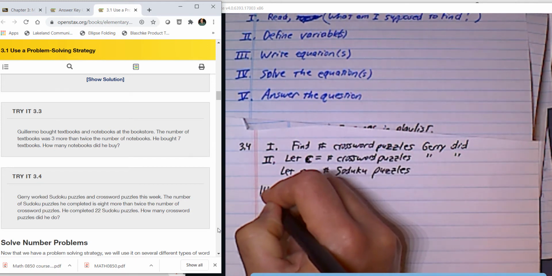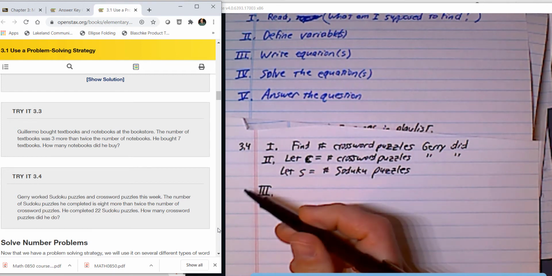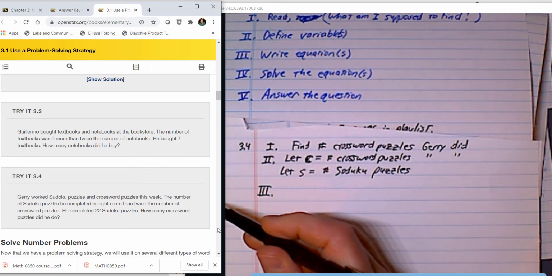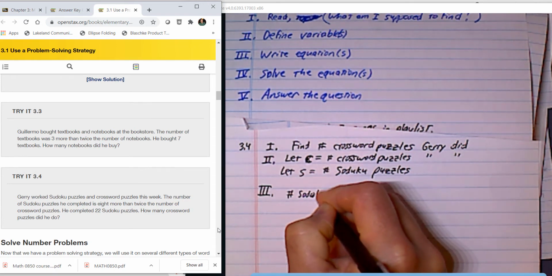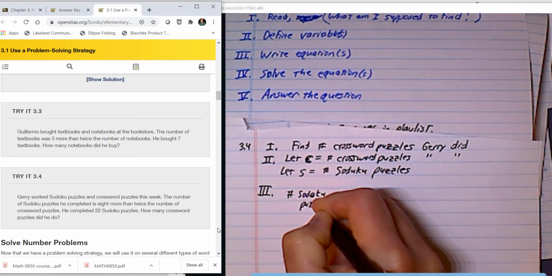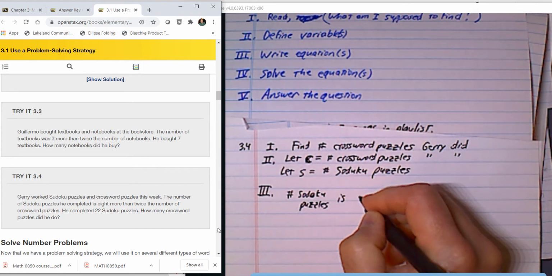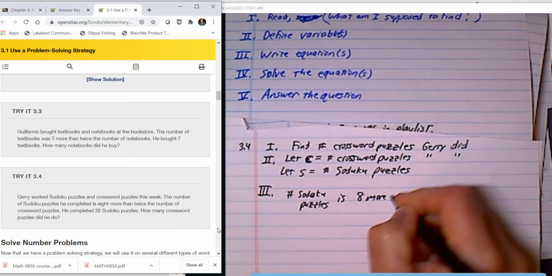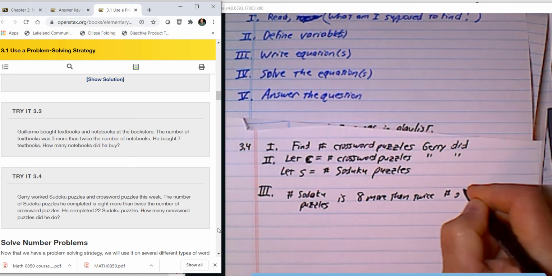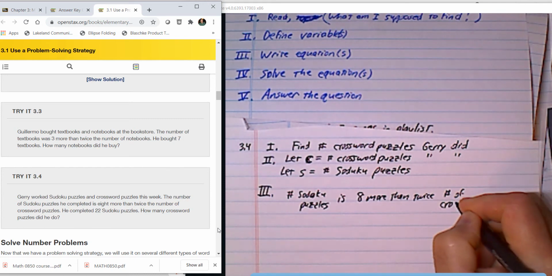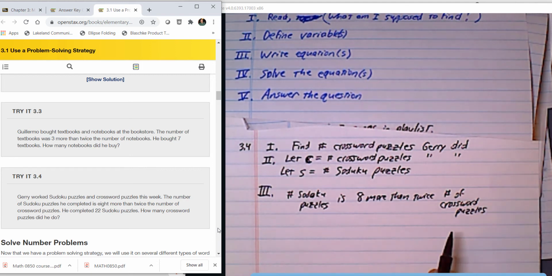Step 3. Now, if I have 2 variables, I'm going to need to read and write 2 equations. So it says the number of Sudoku puzzles he completed is 8 more than twice the number of crossword puzzles. So that's the second sentence written in this kind of choppy format, which I'm telling you can help.